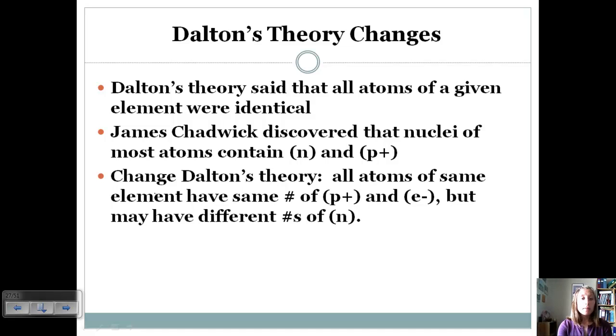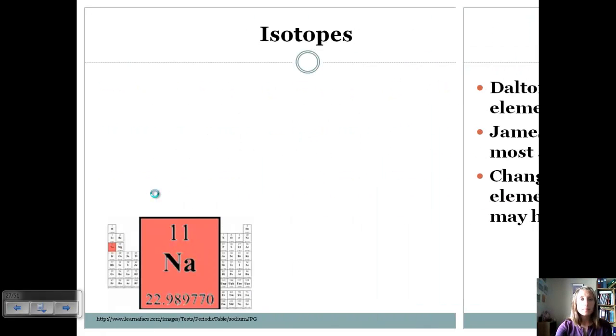All atoms of the same element have the same number of protons, and for now we're going to say the same number of electrons. This will change as we get into ions. But the number of protons identifies an element. So for example, if you have an atom with 11 protons, that always has to be sodium, and that's due to the atomic number, and we'll talk about that. But protons identify the element. What can change and still have the same element is the number of neutrons. And so that's what we're going to talk about when we talk about isotopes.